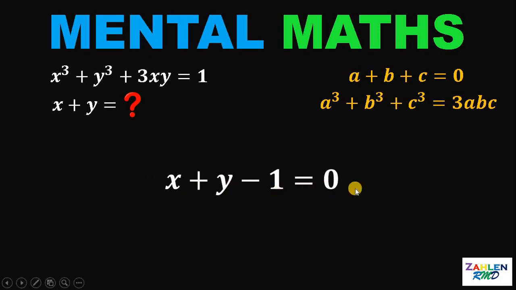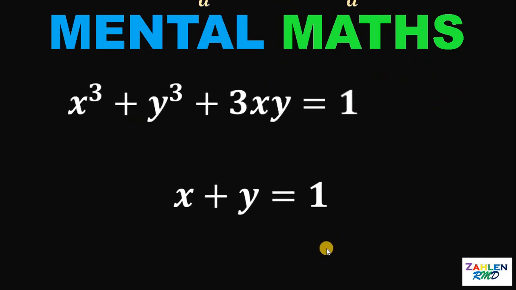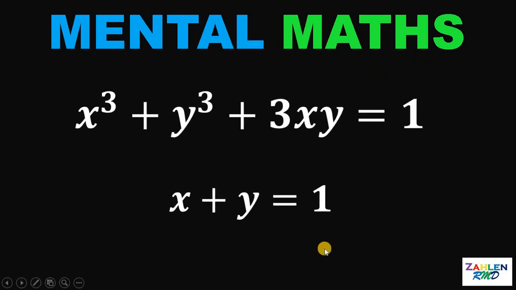Now, on the left-hand side, x plus y plus negative 1 can be written as x plus y minus 1 equals 0. And since we want the value of x plus y, let's add 1 on both sides. This will give us the value of x plus y must be 1. Therefore, our answer to this question must be x plus y equals 1.